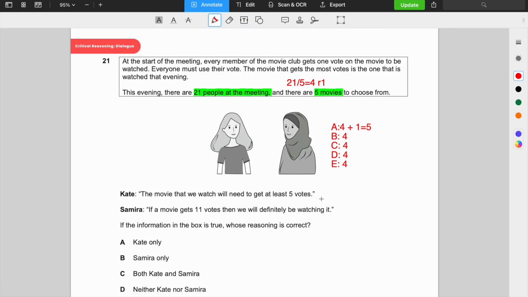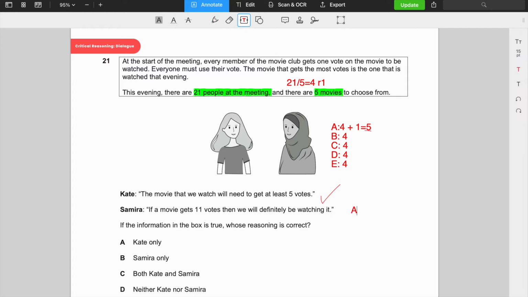Kate is correct, because we just assumed the most extreme scenario, which I might repeat, is that all the movies are relatively similar in terms of popularity, and therefore there's a relatively similar distribution of votes between the movies. Okay? In that case, still, you need to have 5 votes minimum to guarantee that that movie is chosen. Samira, if a movie gets 11 votes, then we'll definitely be watching it.